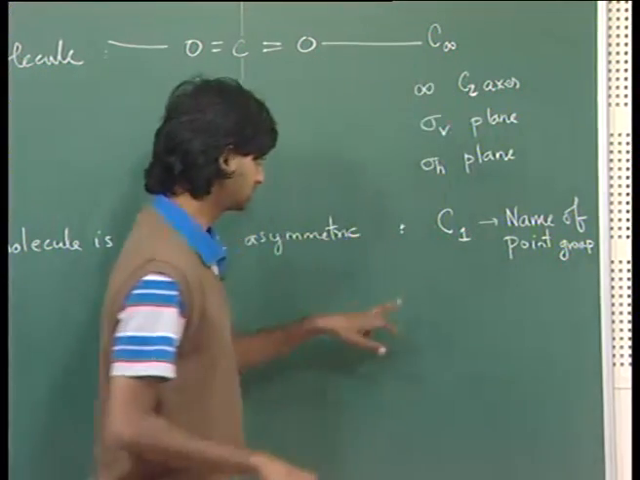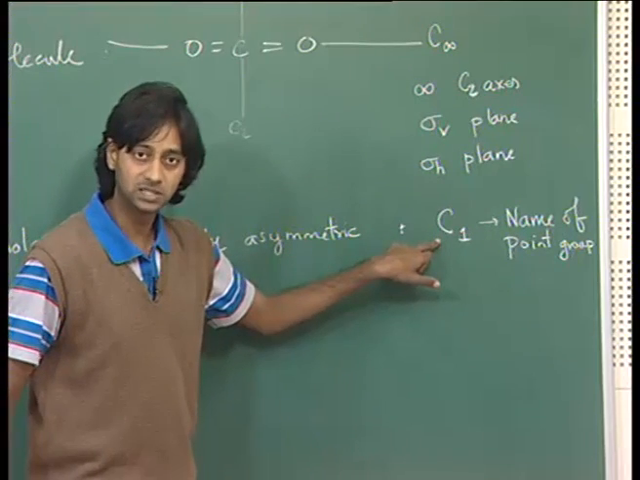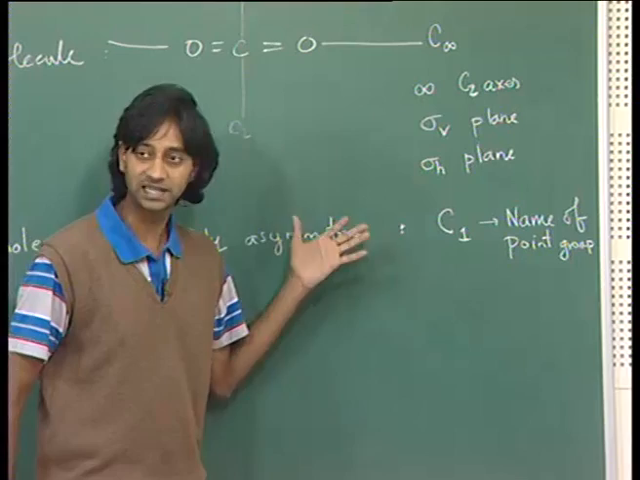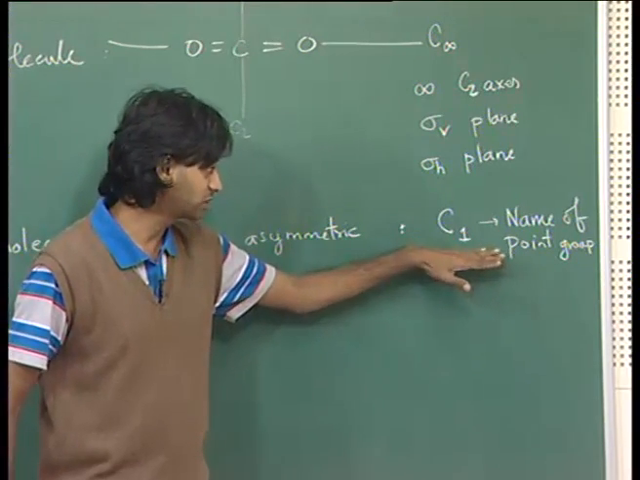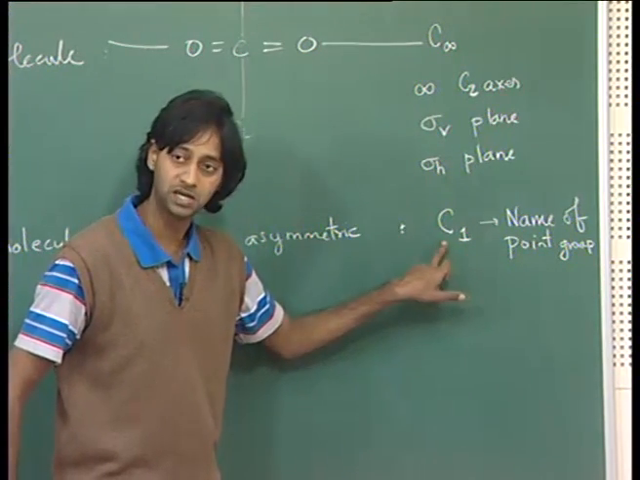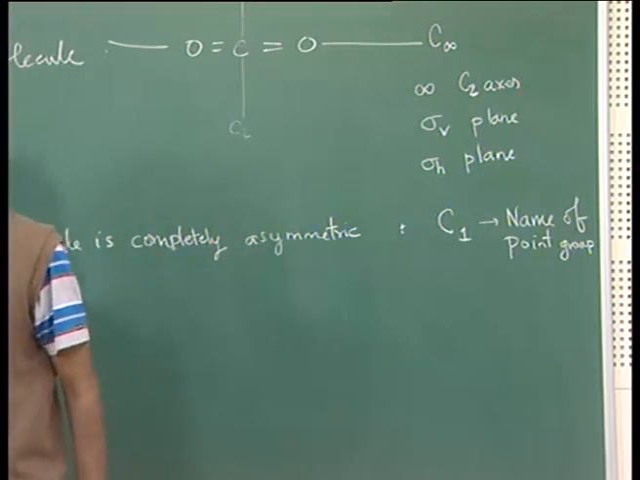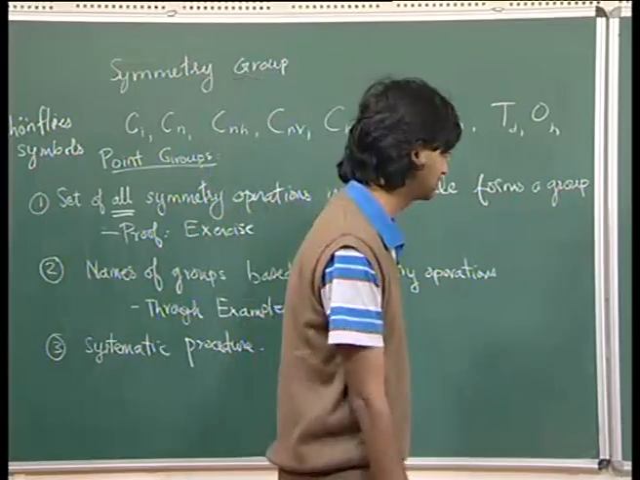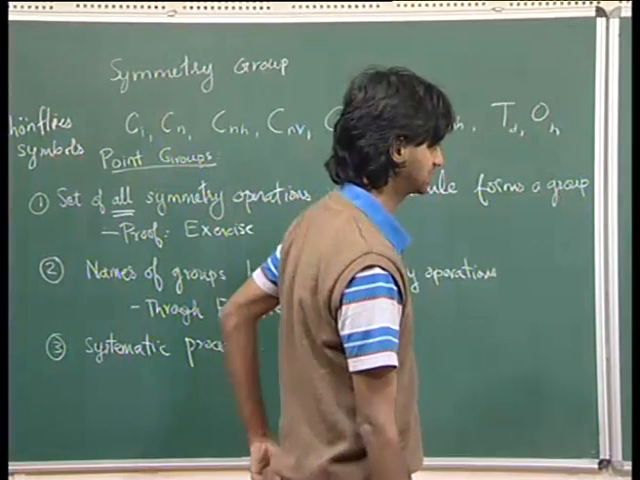Okay, so the point group name looks very similar to the name of the symmetry operation, and that is not accidental. So this should not be confused. The name of the point group looks very much like the name of the symmetry operation, and this is something that we will see, and you should be careful not to mix the two. Okay, so C1 is the name of the point group.